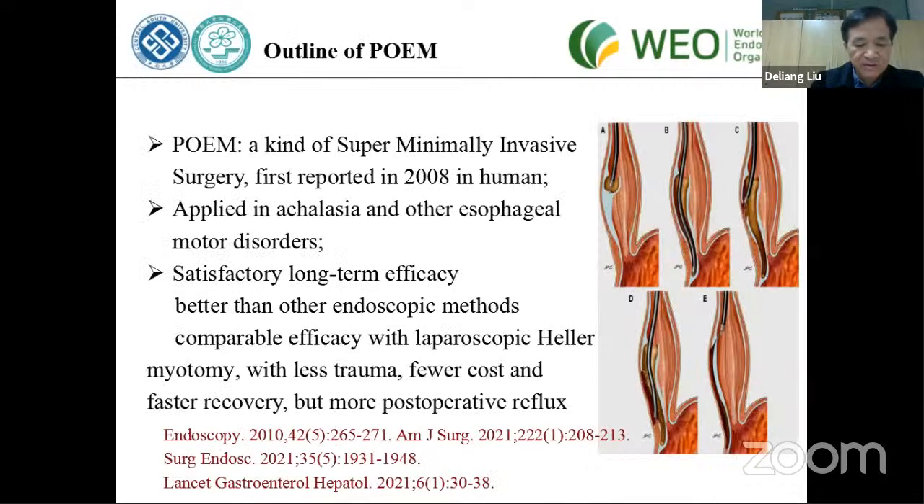As we all know, POEM is a kind of minimally invasive surgery, first reported in 2008 for treatment of achalasia in humans. Now, POEM has also been applied in other esophageal motor disorders besides achalasia, and has shown satisfactory long-term efficacy. The efficacy of POEM is better than other endoscopic methods, and is comparable with laparoscopic Heller myotomy, with less trauma, lower cost, and faster recovery, but more post-operative reflux.